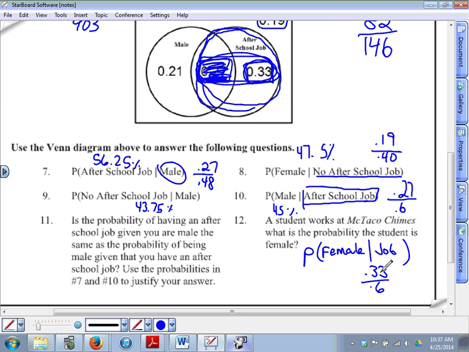out of 0.6. Now, as a percentage, 0.33 out of 0.6. Come on, what do we got? 55%.